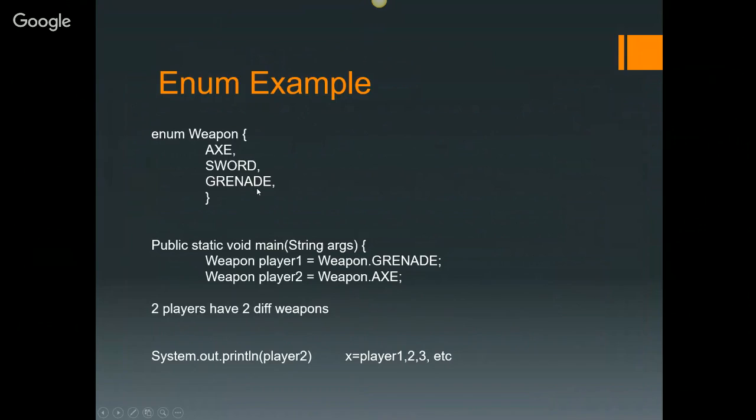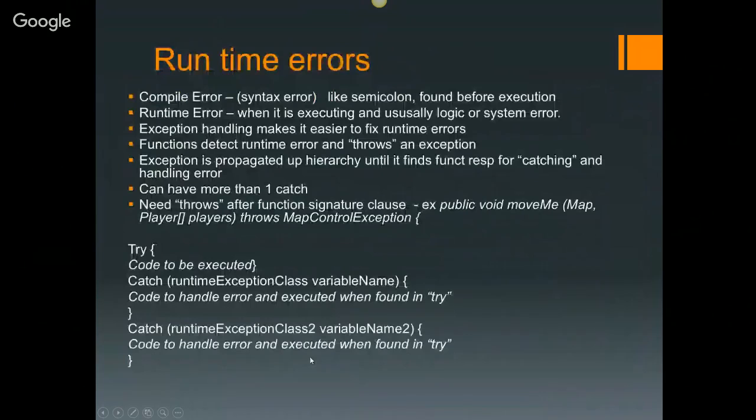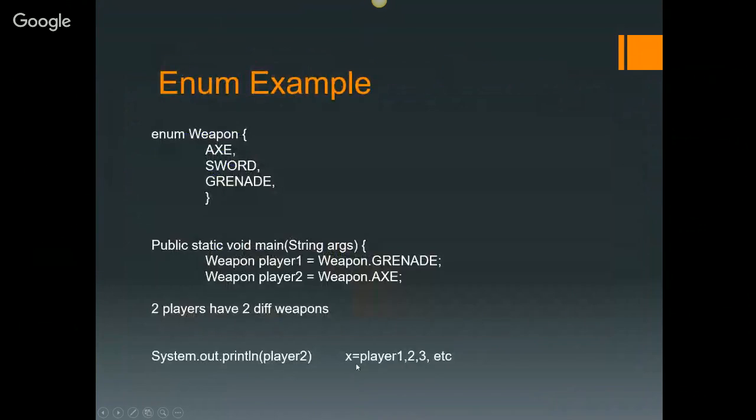And if I wanted to call it, I could go System.out.println player 2, and it would show that player 2 has an axe. If I put an X, I put an X equals player 1, 2, 3, etc. Because I originally had an X here where the 2 is, just to display that I could call any player and show whatever weapon they had, so long as they were assigned a value up here. So 3 in this case wouldn't work because player 3 doesn't have anything assigned to him.